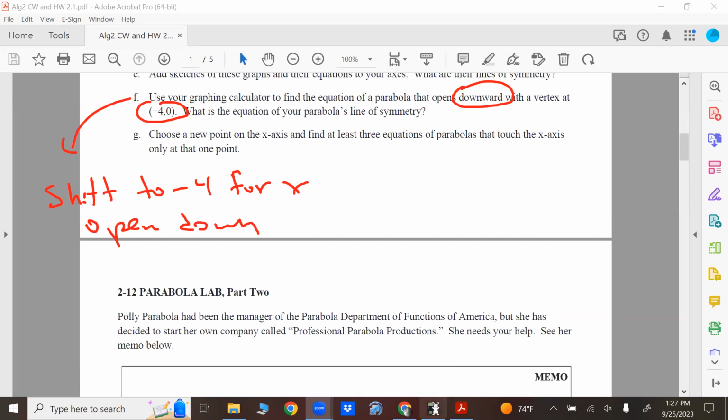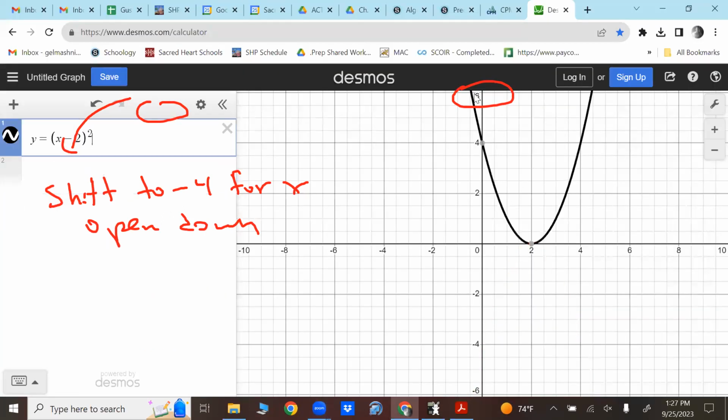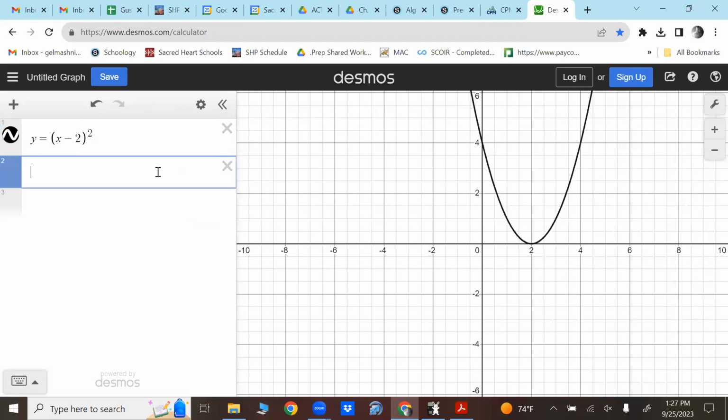So looking at the graph here, going back to Desmos one more time. Let me clear. How am I going to type the equation? So right now, it's at (2, 0), right? Because when you plug in 2 for x, you get 0. That's obvious. 2 minus 2 is 0, 0 squared is 0. So that helps us find the vertex when you see that 2 there. What would I type if I wanted to have the graph go down and also touch negative 4 on the x-axis? So yes, I need a negative for sure.